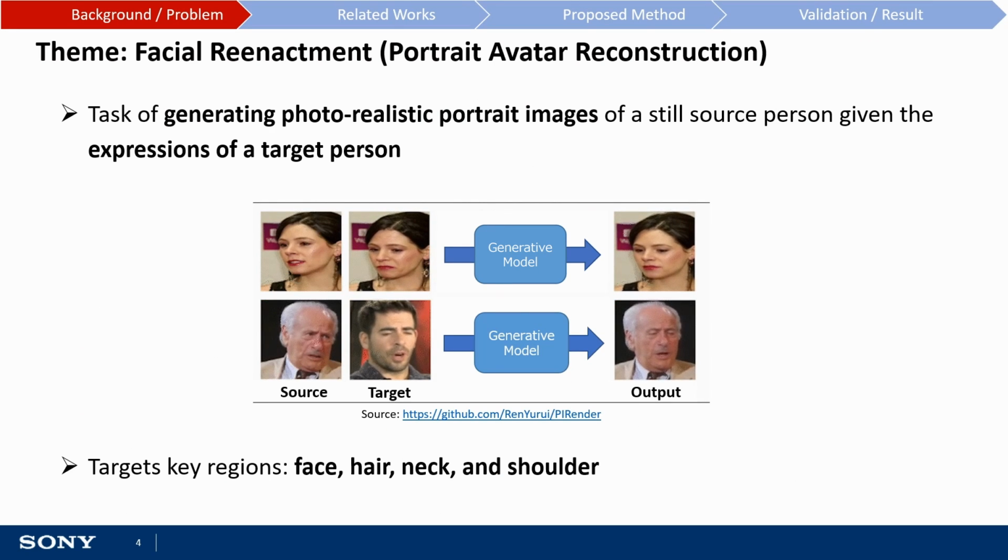So the theme of this paper revolves around performing the task of facial reenactment, or portrait avatar reconstruction, which basically means generating photorealistic portrait images of a still source person given the expressions of a target person. Such algorithms target key regions to render, such as face, hair, neck, shoulder, and further fine-grained regions like lips, teeth, pupils, brows, etc.